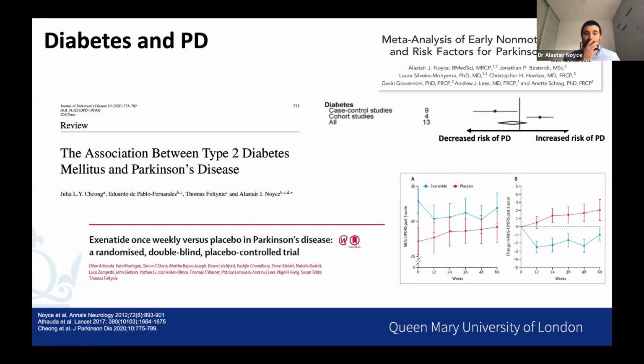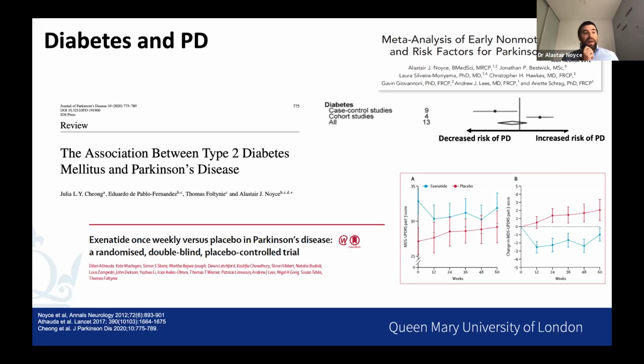And the nicest example of this, of the latter, really came a couple of years ago from Tom Foltynie and his group at UCL, with Dylan Athauda, the first author in this Lancet paper, where they used an established diabetes drug, exenatide, in patients with Parkinson's disease to show that not only did it improve the motor symptoms of Parkinson's disease in those people that went on exenatide compared to the placebo arm, but that after the trial finished and the washout period, and there was a prolonged washout period, those differences remained. And so this is the first signal potentially of a disease modifying effect for a drug on Parkinson's disease.